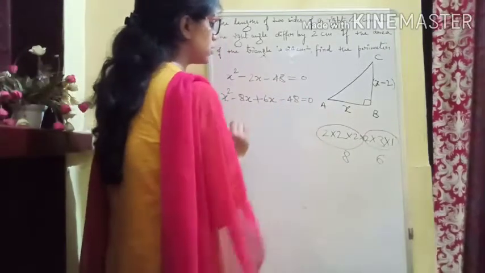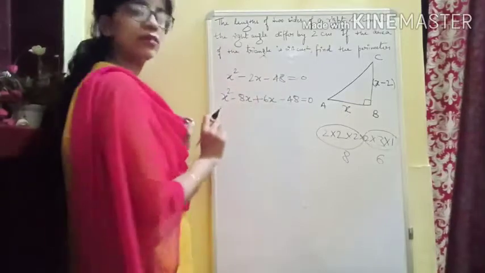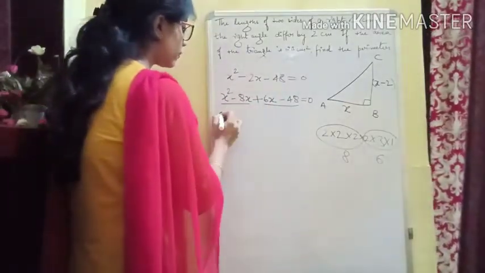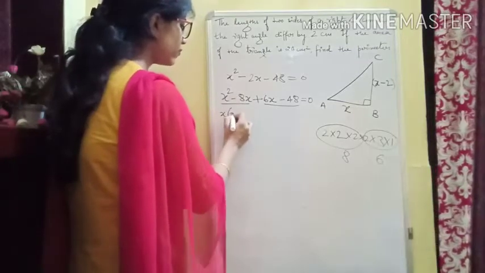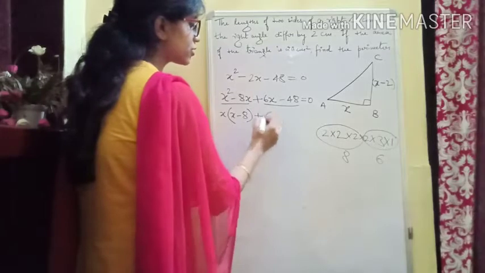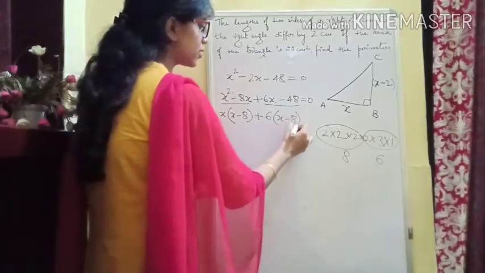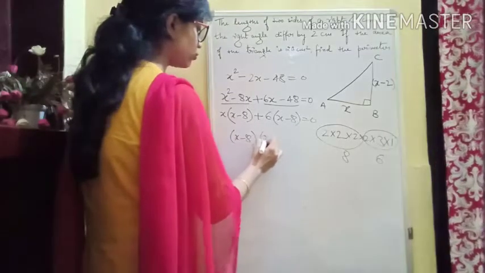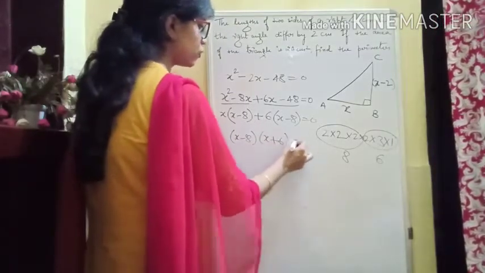So plus 6x minus 8x will give you minus 2x, and minus 48 as it is, equals 0. Now since it is 4 terms, we will pair them and take common from the first two. If you take common, x will come out. We are having this x minus 8. From these two terms, we take 6 common, then we have x minus 8. Further, which bracket is common? x minus 8. And what do we have? x plus 6 equals 0.